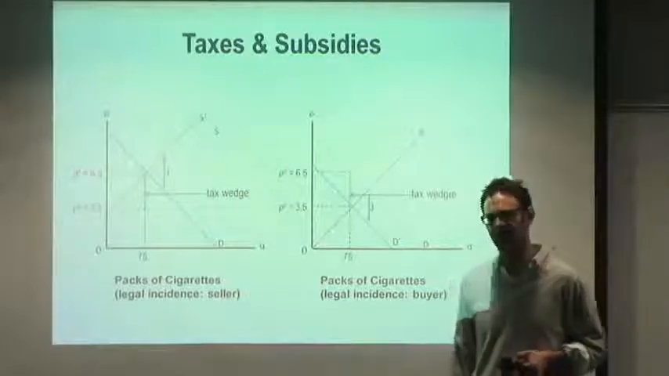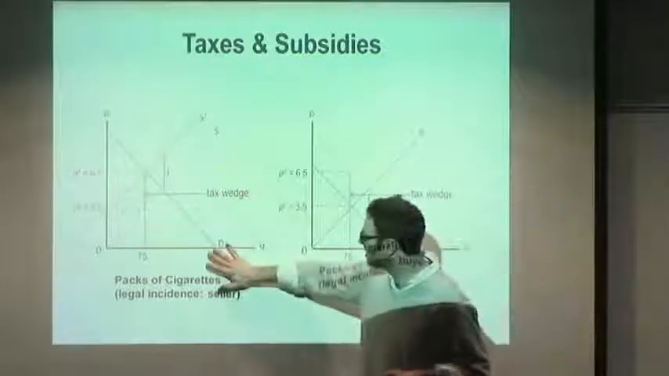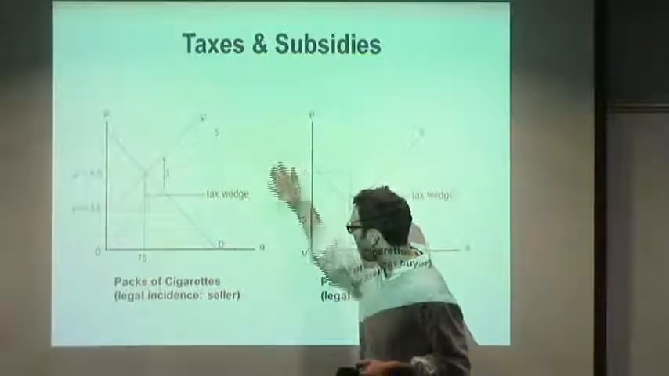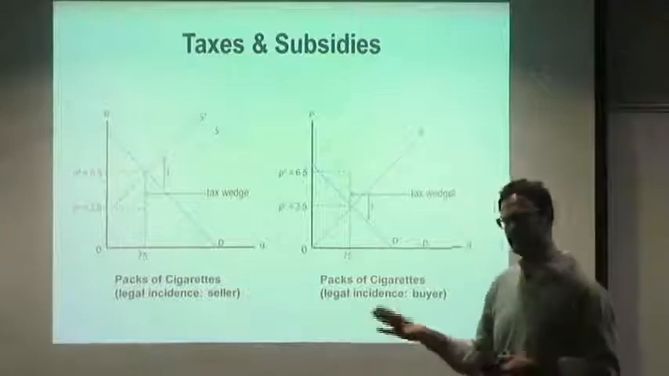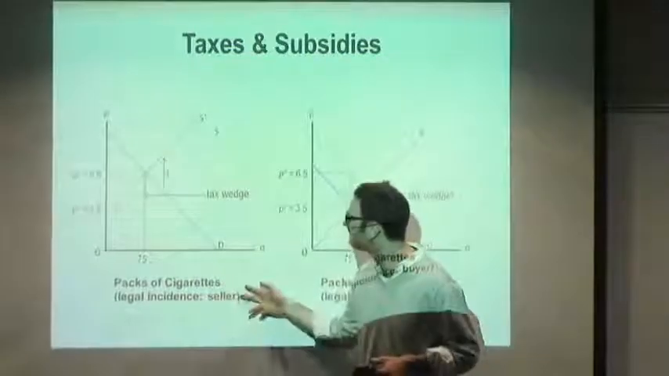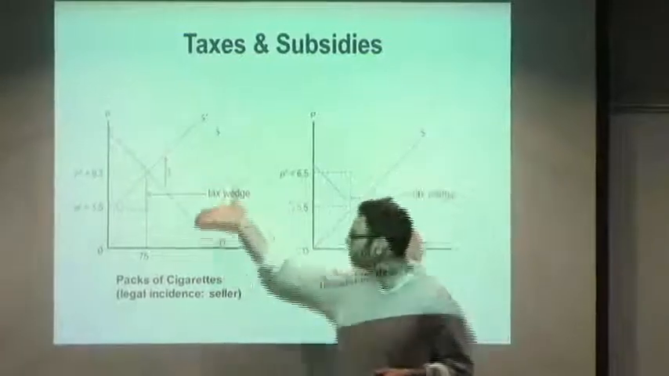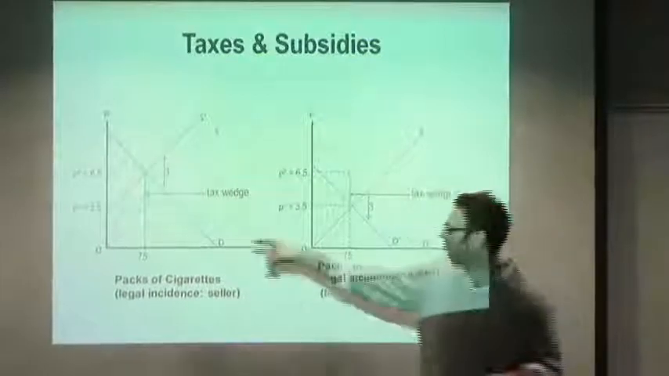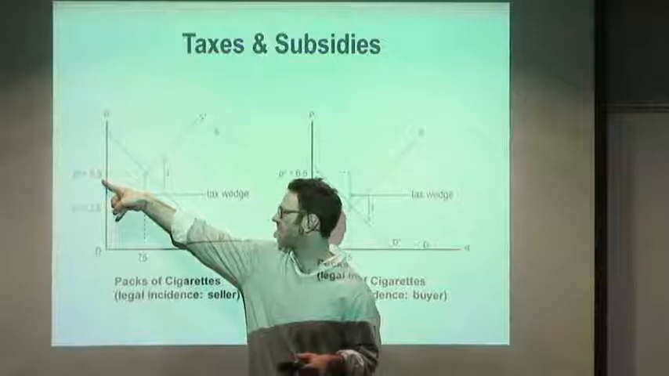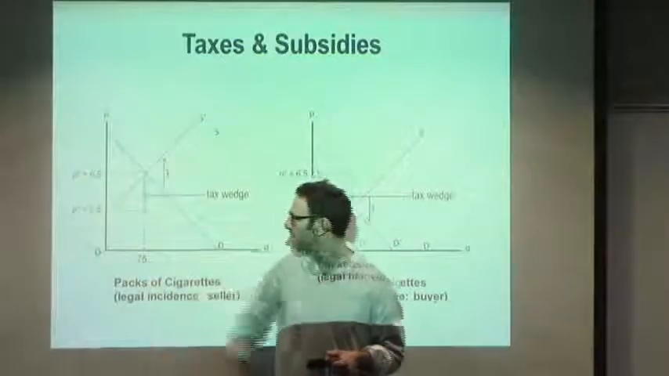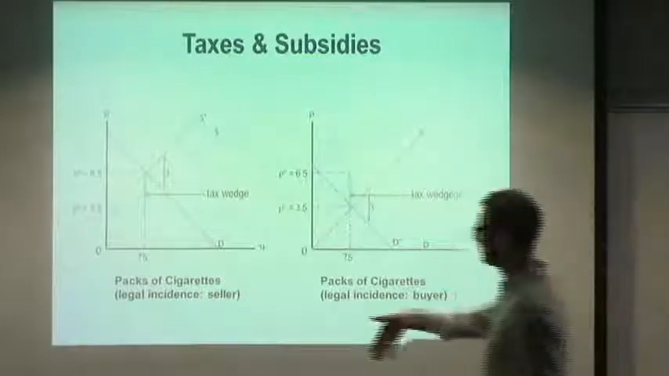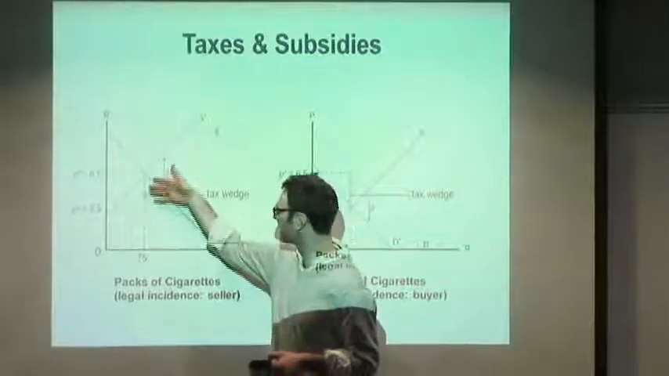Compare these two scenarios. In this panel here, if you recall, I have the scenario where the legal incidence of the tax fell on the seller. A $3 tax on sellers raised the seller supply curve, and the demand curve remained unchanged. The price that buyers paid post-tax was $6.50. The price that sellers received post-tax was $3.50. The tax itself, again, as denoted by the green line, $3.